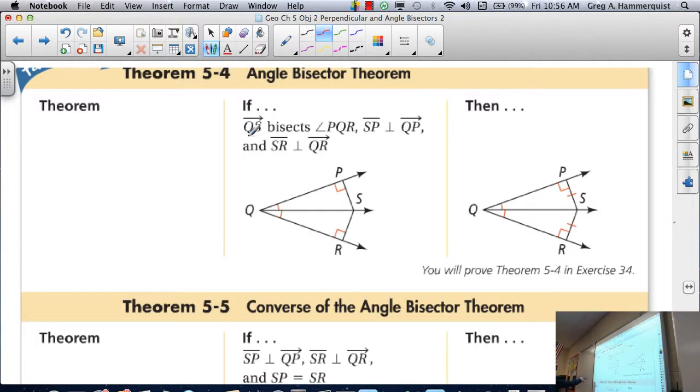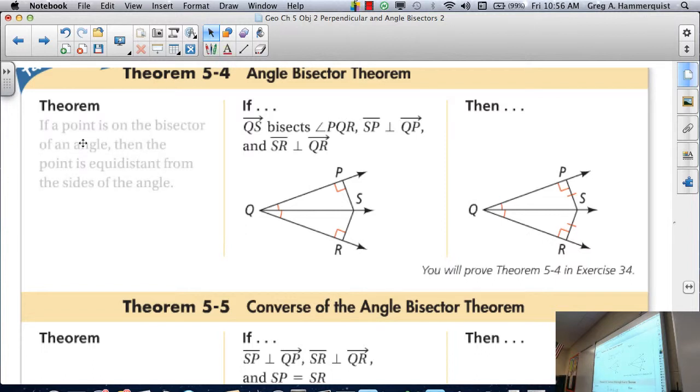Okay, so we looked at perpendicular bisectors. But what about an angle bisector? What if we cut an angle in half? Let's see what happens here. Again, we've got a theorem and its converse about this. For the angle bisector theorem, it tells us this: if a point is on the bisector of an angle, then the point is equidistant.